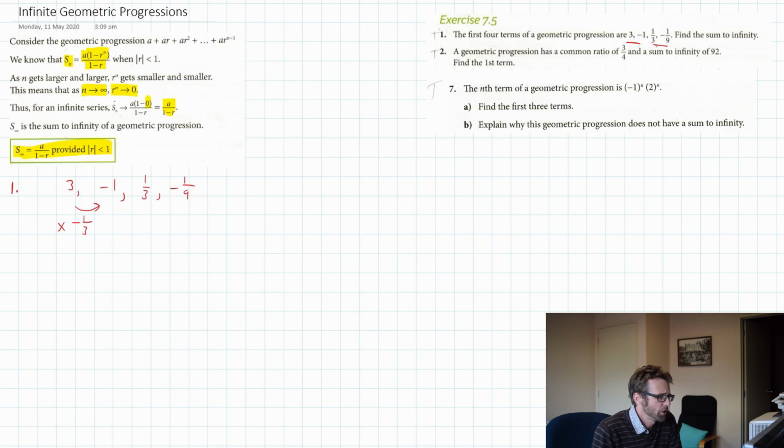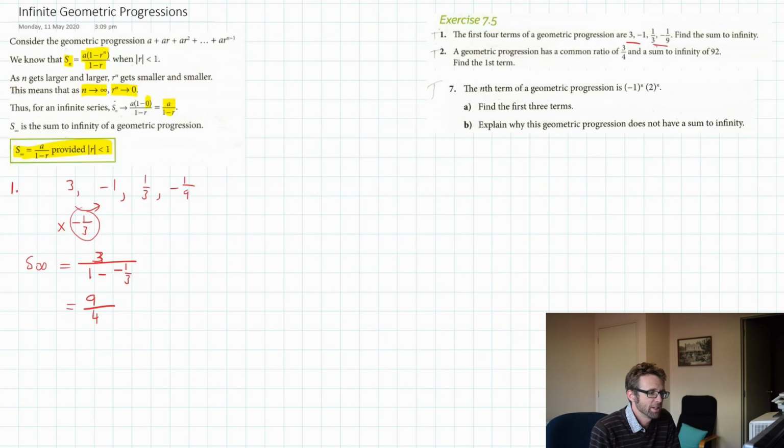Okay, so the sum to infinity in this case is going to be a, which is 3, over 1 minus minus 1/3, because my r value is this bit here. So I've got 3 over that. Now, what do I get? Well, I've got 3 divided by 4 over 3, which gives me 9/4 as my sum to infinity.